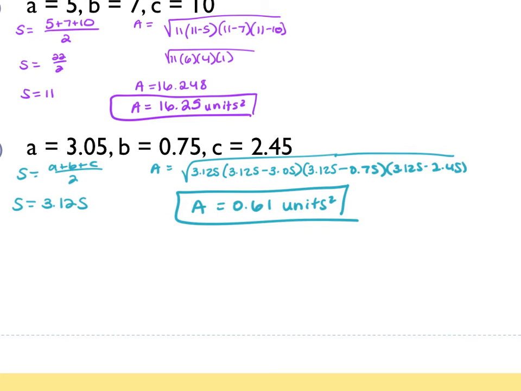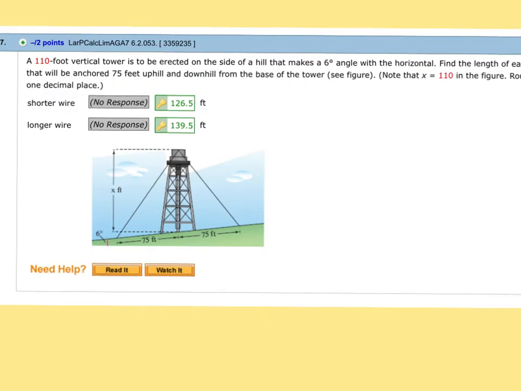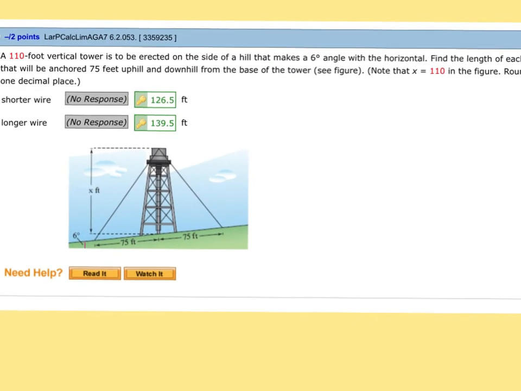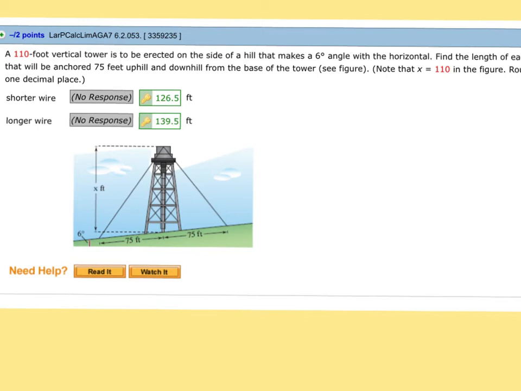I don't get one of the homework problems. Okay, which one? A 100-foot vertical tower is to be erected on the side of a hill that makes a 6-degree angle with the horizontal. So there's that slope on the horizontal again. So when you draw this out, you will have to draw it out. If I had a tower, the horizontal is obviously the 90. But if there's a slope on that horizontal, that's 6 degrees.